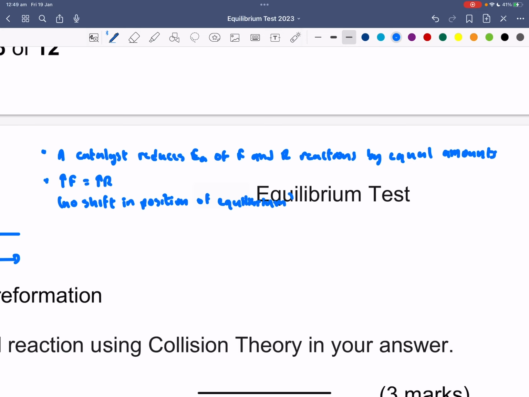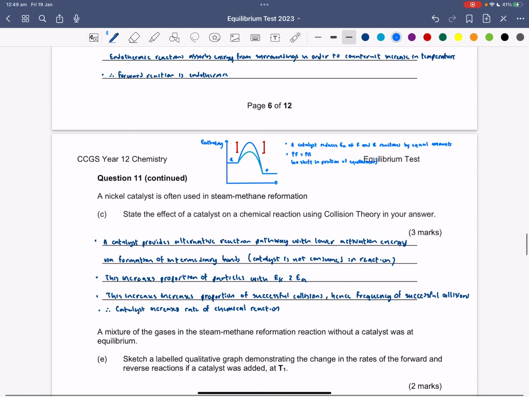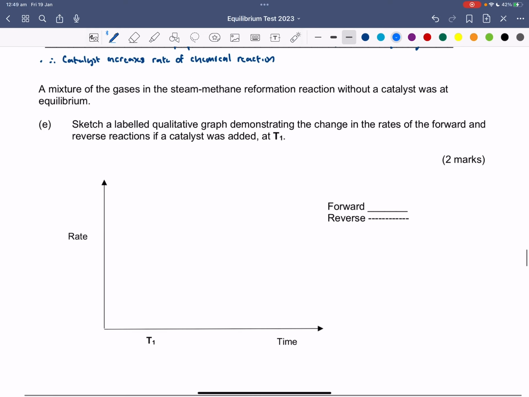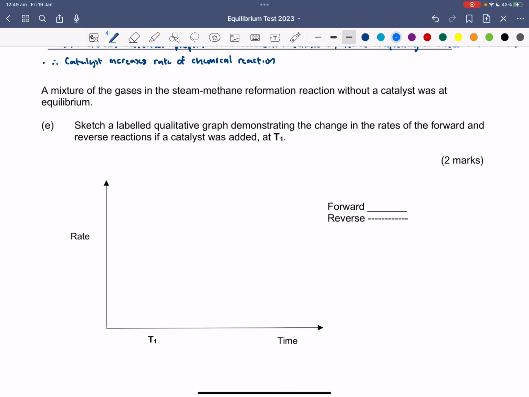Okay, so back to this. Sketch a labeled qualitative graph demonstrating the changes in the forward and reverse reaction rate if a catalyst was added at T1. So basically what I'm saying is, it used to be at equilibrium until T1. Now we added a catalyst, and a catalyst simply increases the forward and reverse reaction rates by equal amounts. So it's basically like a ladder, forward and reverse.